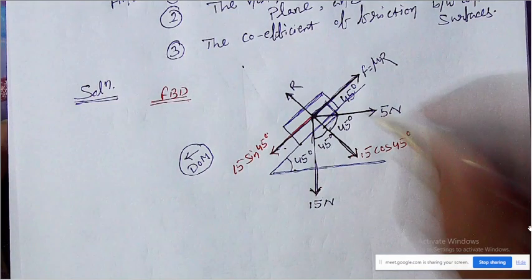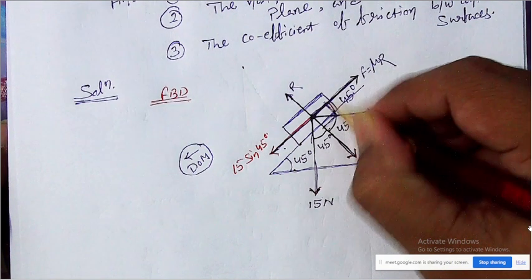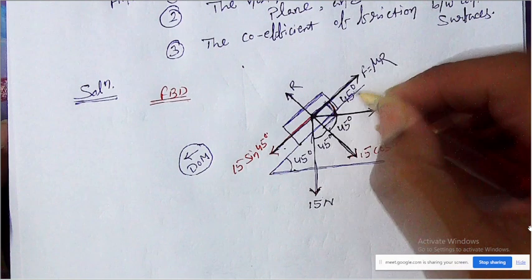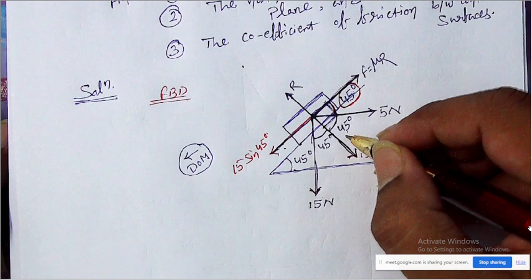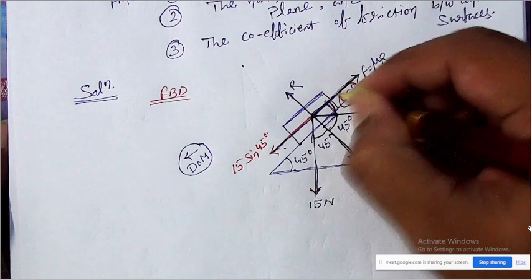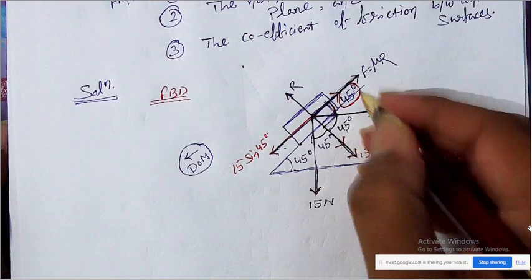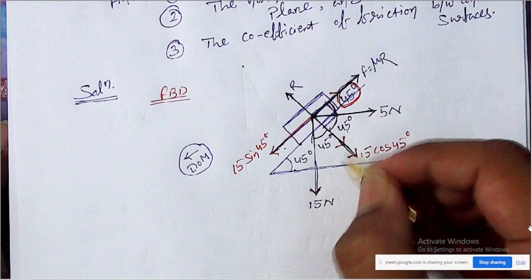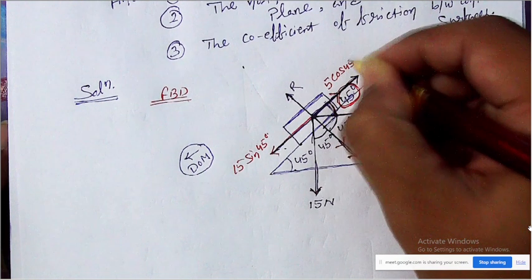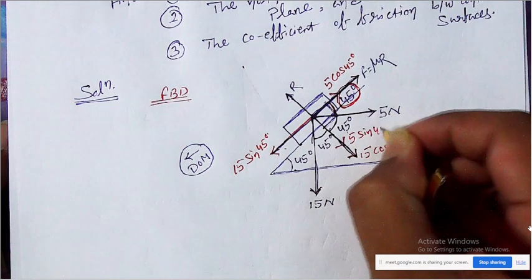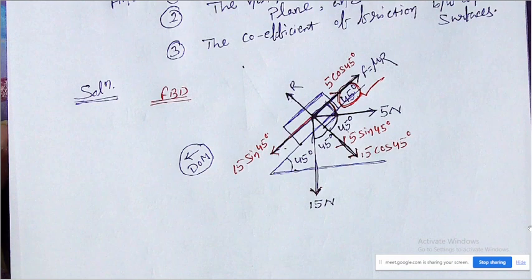Now come to here. This is 5 Newton acting at an angle of 45 degrees. So which one will you consider? You can consider this angle or this angle, it is up to you. I am putting a circle here, I am considering this angle. Because cos 45 and sine 45 values are the same, there is no issue. Now this is outward, this is outward, so what are the components? I am considering this angle. So this is 5 cos 45 and this is 5 sine 45.